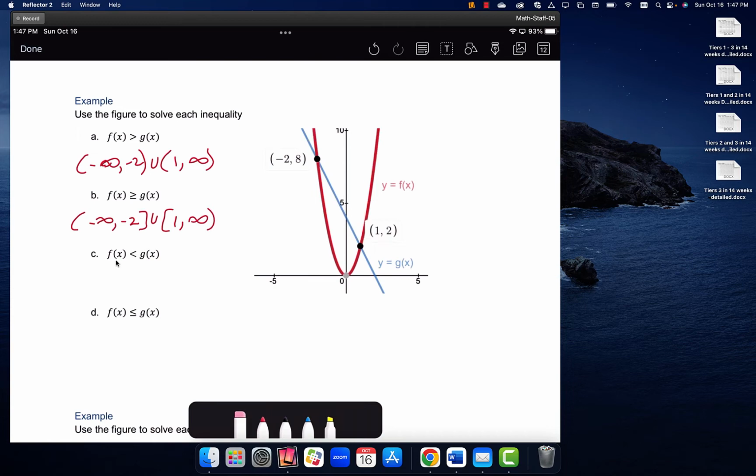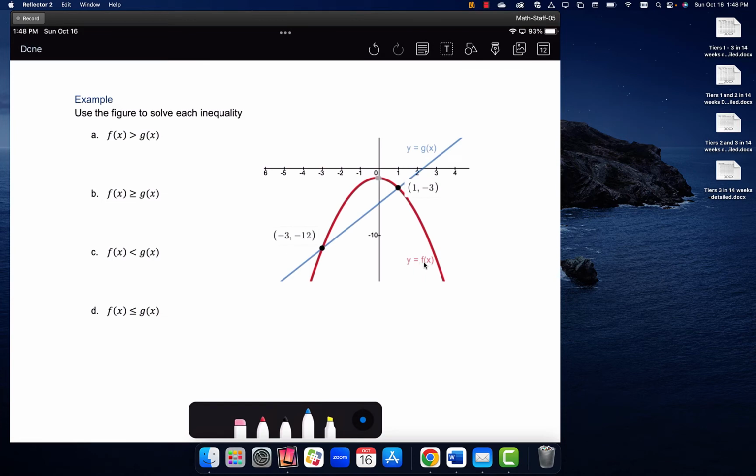Next, we're asking where is f less than g? In other words, where is the quadratic f below g, the line? Where is it below? In this region. Notice the red graph is below the blue line. That's happening from negative 2 to 1. Or example D, if we're including those endpoints, since we have equality, we can bracket the negative 2 and the 1.